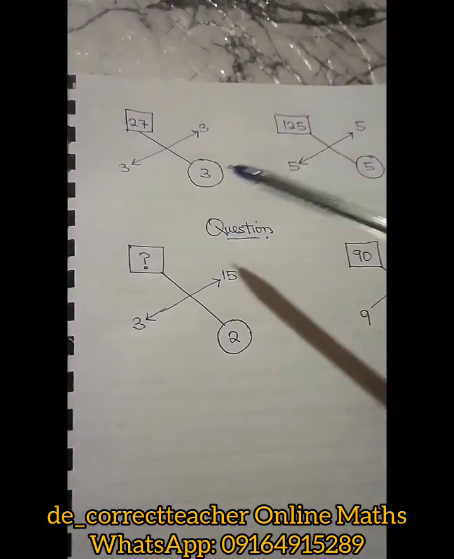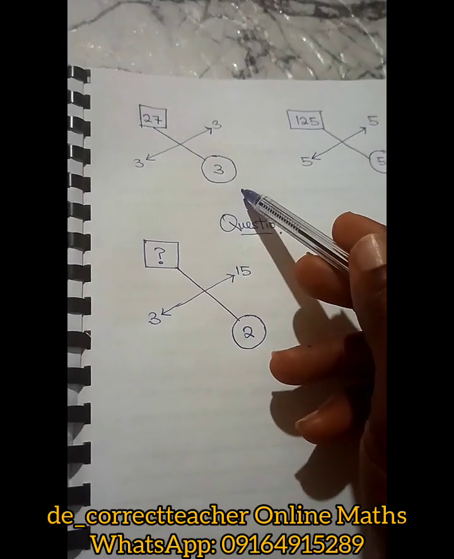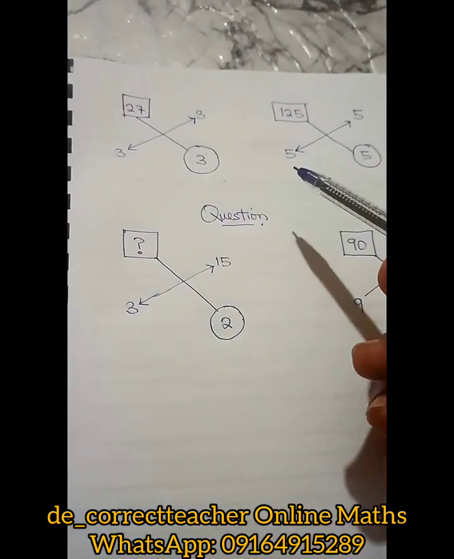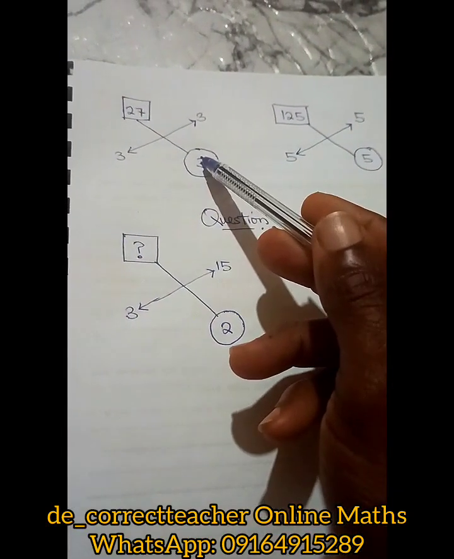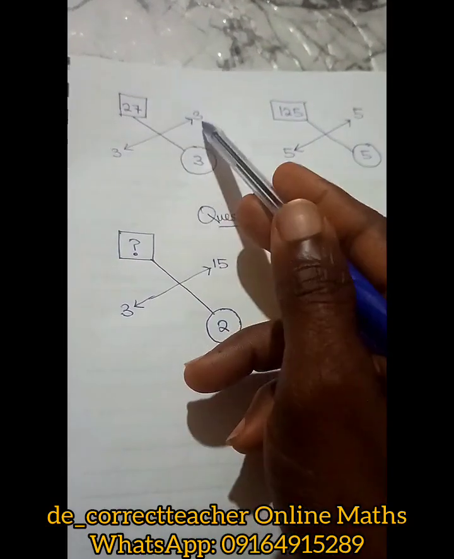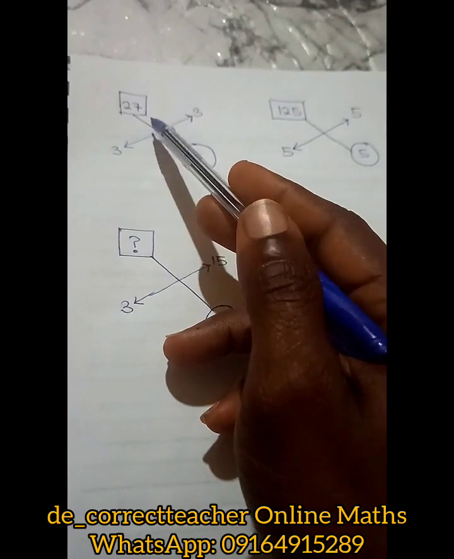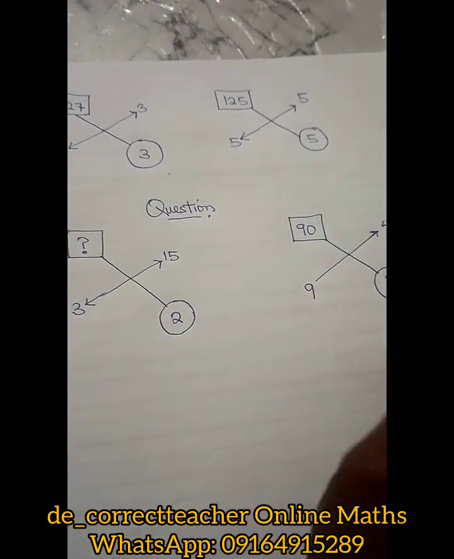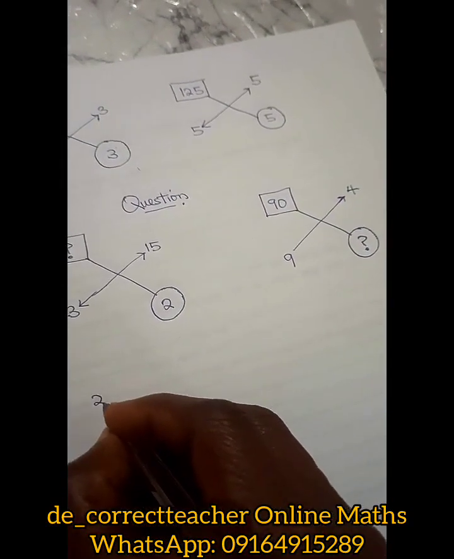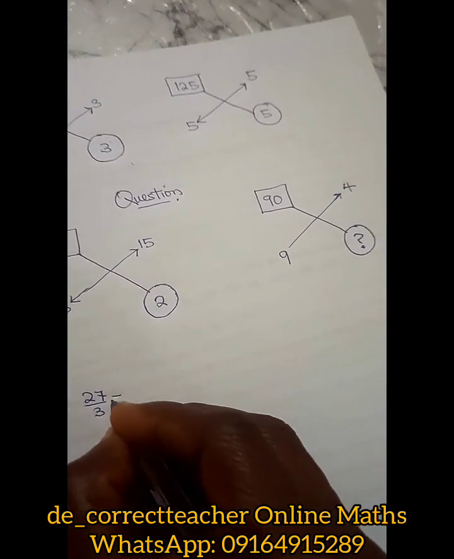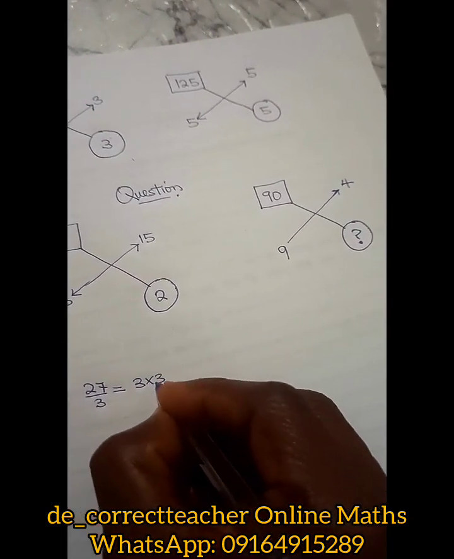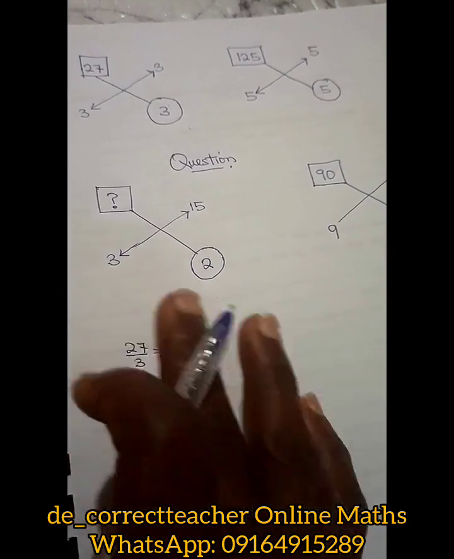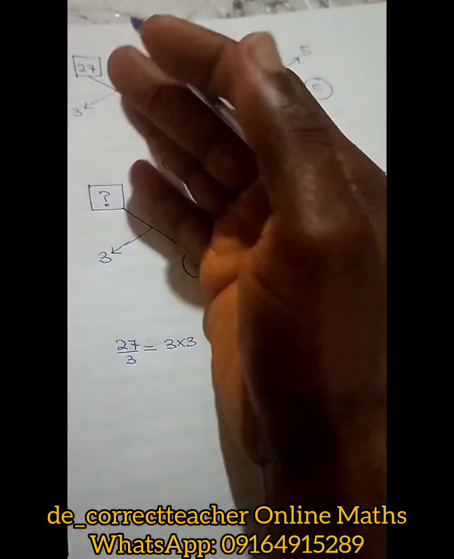If you look at the sample that was given, we have 3, another 3 here, and 3, then we have 27 here. What this means is that 3 into 27 gives me 9, which means 3 times 3 is 9. So 9 is common between these two and these two. If I have 27 all over 3, it gives me 3 times 3. They are equal. So 27 all over 3 is the same thing as 3 times 3.